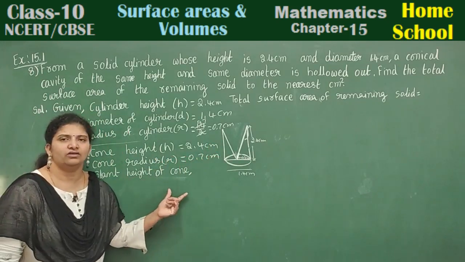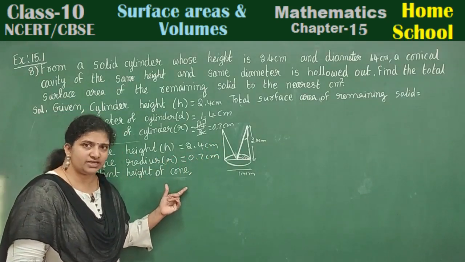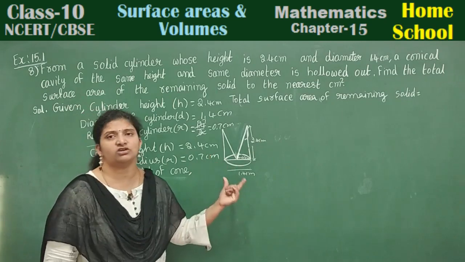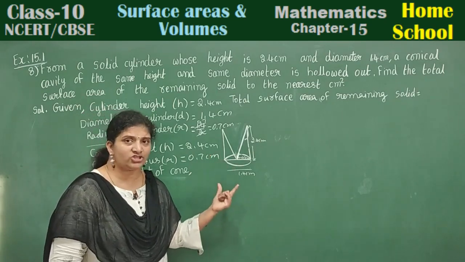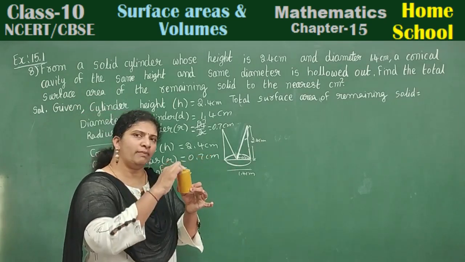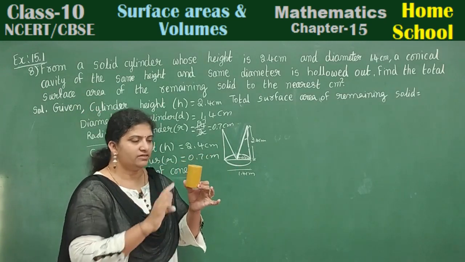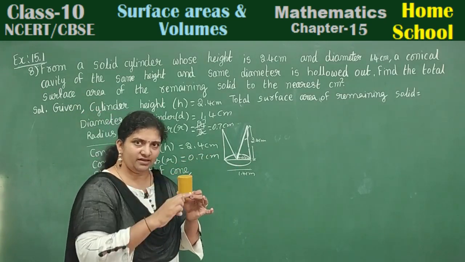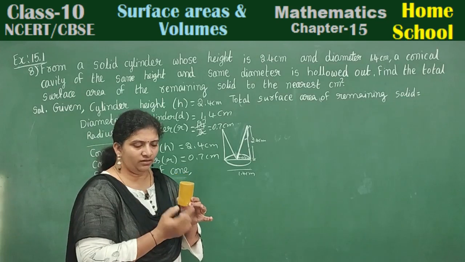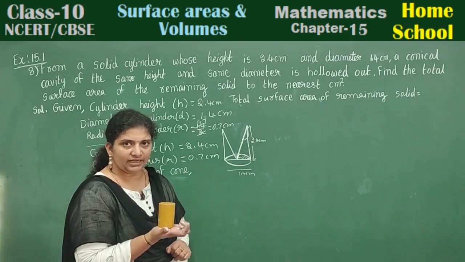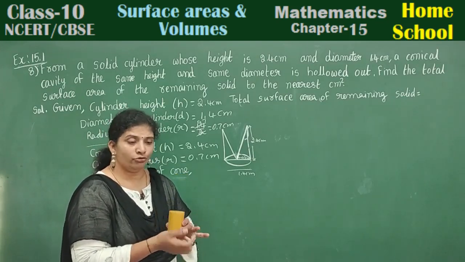Slant height. When I talk about the CSA of this remaining solid, how can I imagine? Inside conical part is removed. That means this CSA is there. CSA of a cylinder plus area of a circle. Finished? No.